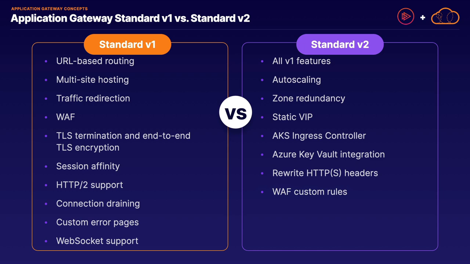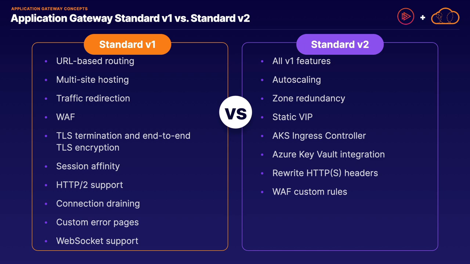We'll get into more on web application firewall in a later section in this course, but just understand at this point that we have managed rules that come with web application firewall that we can turn on or off. And then with standard v2 of Azure Application Gateway, we have the ability to create custom rules that we can turn on or off and use those together with the managed rules that come with WAF.